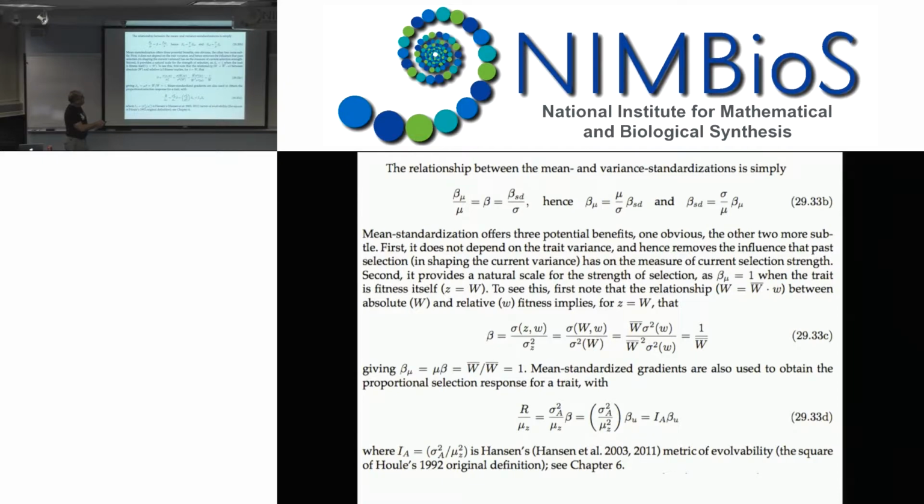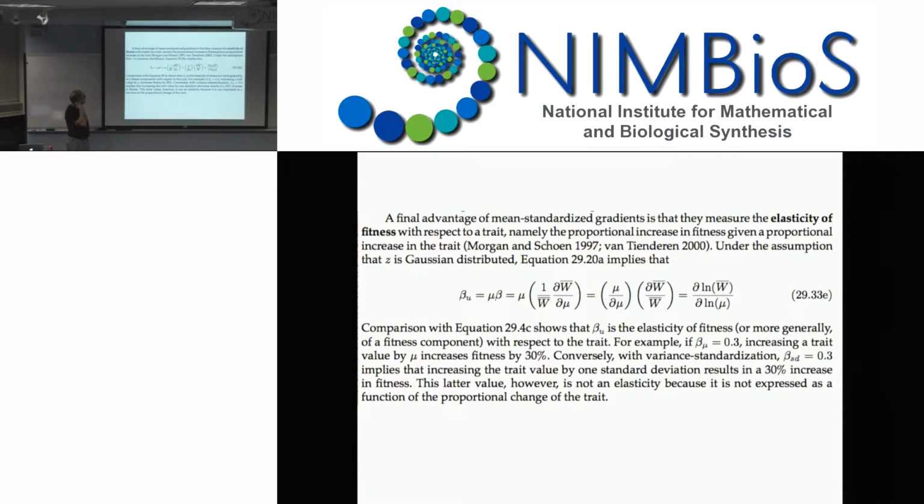Mean standardization has some nice properties, such as a beta that's mean standardized. You can compare that to 1, which is the standardization if the trait is fitness itself. But it also has another really interesting, deeper interpretation. This gets back to the notion of elasticities. Remember we talked about I had a Leslie matrix. What happens if I perturb elements in that matrix? So I perturb the survival from stage 3 to stage 4. I perturb the number of offspring in stage 7. How does that change the overall population growth rate? And more generally, of course, how would that change fitness?